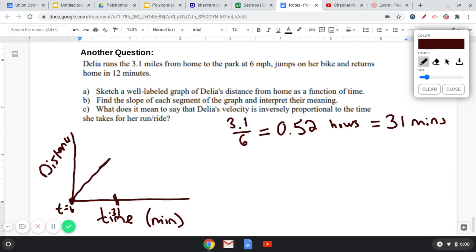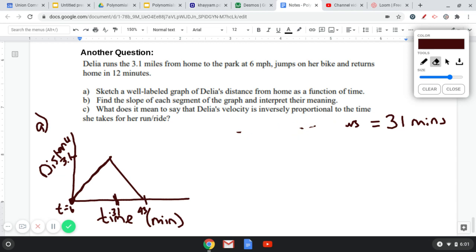And constant rate of 6 miles per hour. And then this point would be 3.1 up here. Okay. Now, she jumps on her bike and comes home in 12 minutes. So that means 12 minutes after this 31 minutes, which will be 43 minutes, she comes on home. Okay, so this is part A. This was our graph. Find the slope of each segment and interpret their meaning.